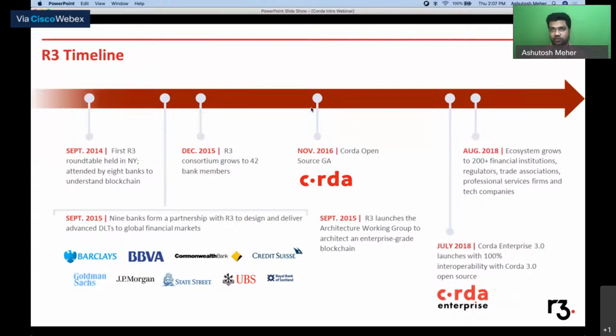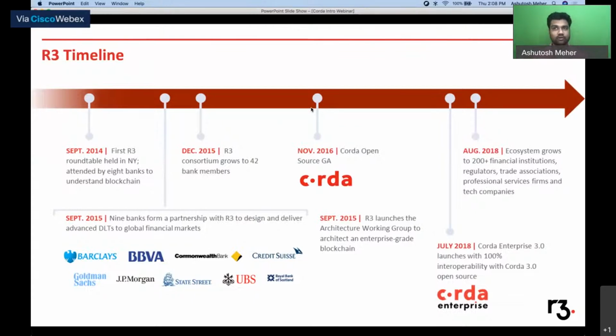Actually, close to a year down the line, we had our very first version of the open source Corda, which was released in November of 2016. And obviously we were also working on the enterprise part of things. So the first version of enterprise Corda was released in July of 2018, and that's where it was version 3.0, to keep it in sync with Corda open source 3.0, which was also released during the same timelines.